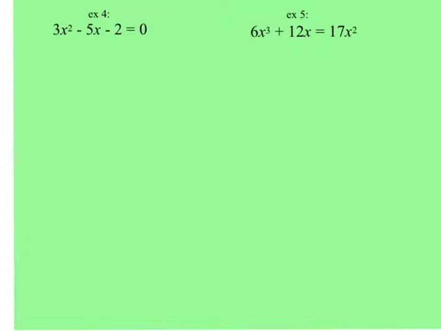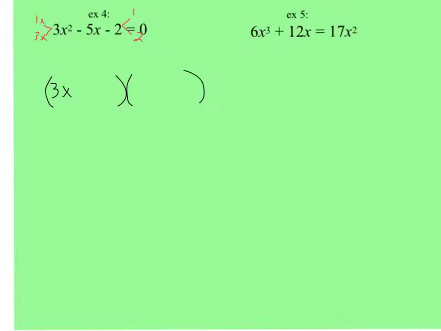In example 4, there are no GCFs, no red flags, and it's already in descending order, no special factor patterns, so I am ready to factor. The factors of 3x are 1x and 3x, and the factors of negative 2 are 1 and 2. Only options for each one of those. That's going to make this pretty quick to test out.